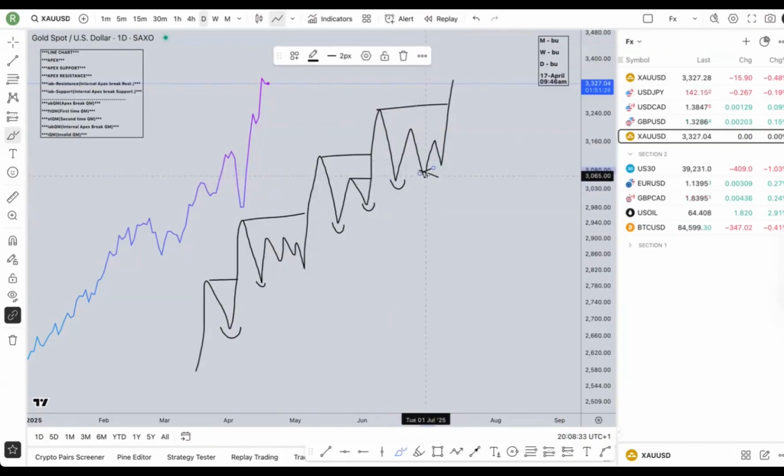If you put your entry here, you're going to lose. But if you put your entry here, here is going to hold price because this is an internal apex break support. This support here led to a breakout here, led to another breakout here. It must lead to two breakouts as long as it breaks out from an internal. It leads to a breakout internally. That means that support is strong.